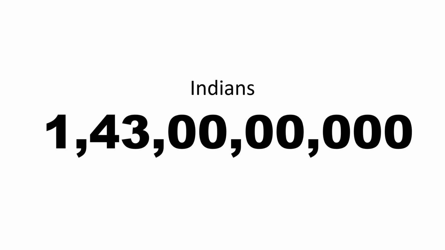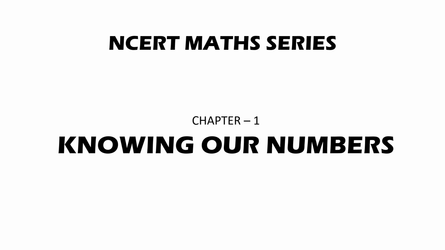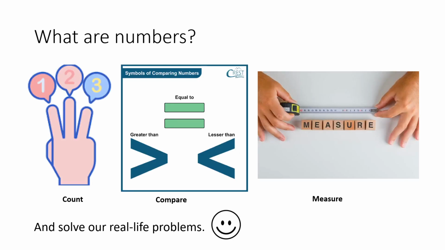Today, we will begin with chapter 1, which is Knowing Our Numbers, the most important foundational chapter for all future mathematicians. So we begin with topic 1, which is: what are numbers? It's very important to know what numbers are, how they are defined, and what their applications are. Numbers help us count, compare, and measure, and they also solve our real life problems, right?